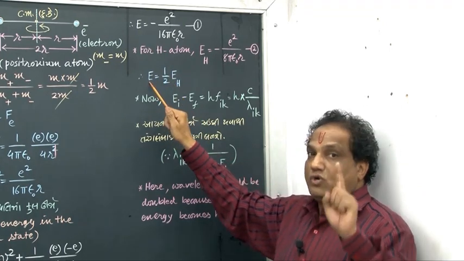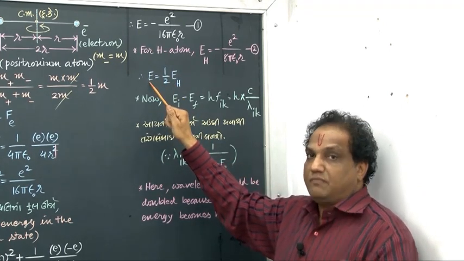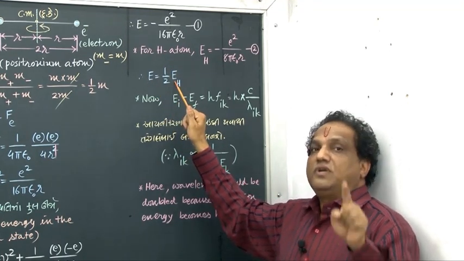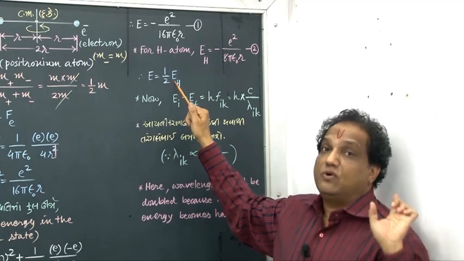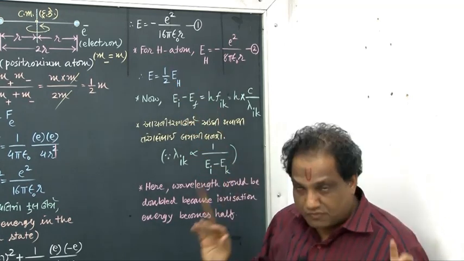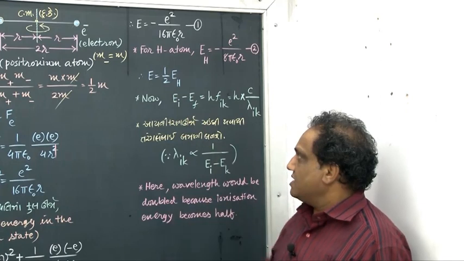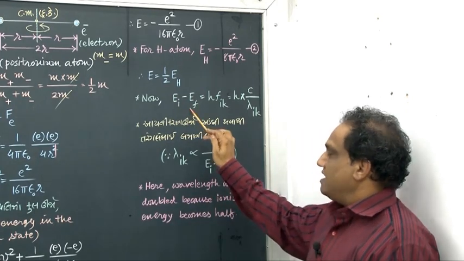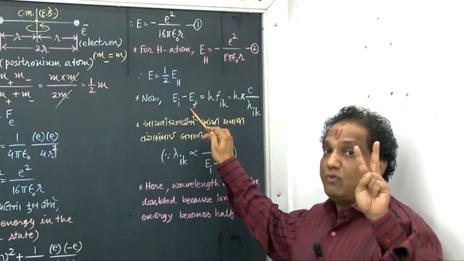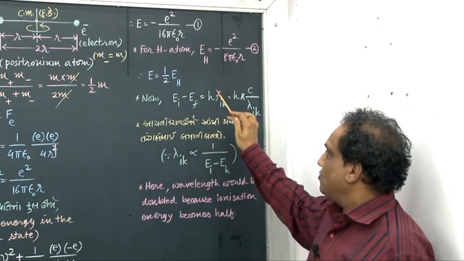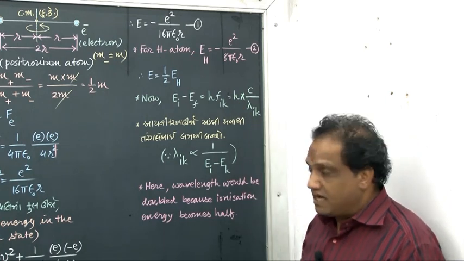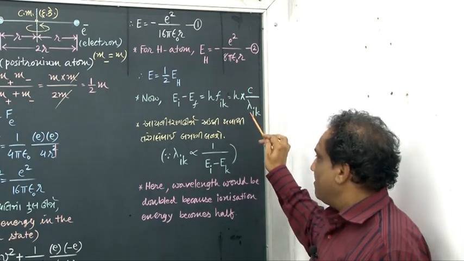That is, the total energy of positronium atom in the ground state is half of the total energy of hydrogen atom in the ground state. That is what we have proved. E equals 1 by 2 EH. What about wavelength? I am showing you. EI minus EF, according to the second postulate in Bohr's atomic model, is h into nu ik, h as it is. Don't you know c equals f lambda? So f is c upon lambda, fine.